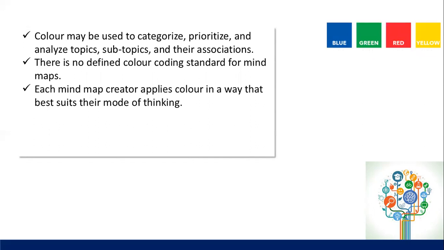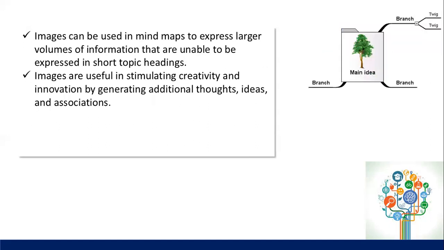Color may be used to categorize, prioritize, and analyze topics, subtopics, and their associations. There is no defined color coding standard for mind maps, but you can use whatever color you want, with your own liberty, but each status or each topic should have a single, unique color. Each mind map creator applies color in a way that best suits their mode of thinking.